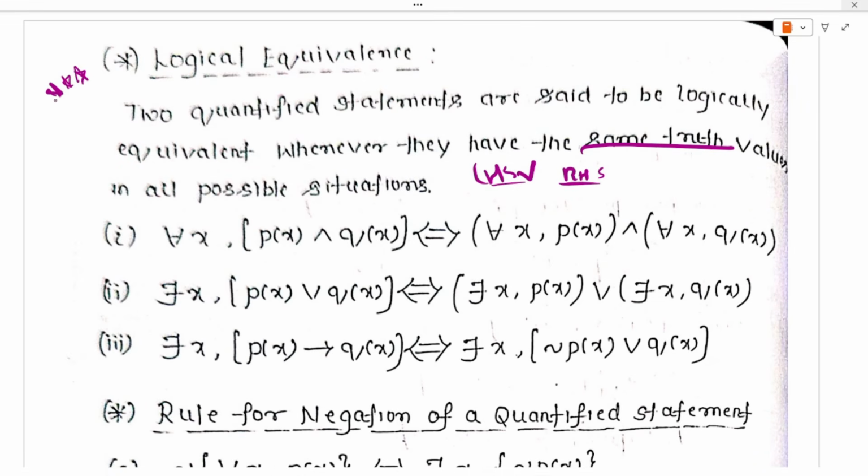This is one of the important concepts, that is logical equivalence. Same truth values ಇರಬೇಕು. ನಾವು LHS ಮತ್ತೆ RHS ತಗೊಂಡಾಗ ಎರಡು ವ್ಯಾಲ್ಯೂ ಈಕ್ವಲ್ ಇರಬೇಕು.